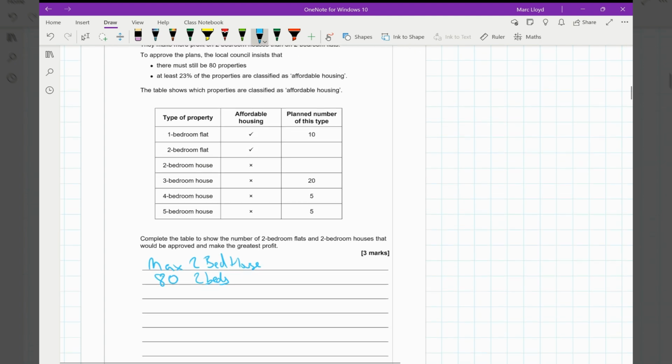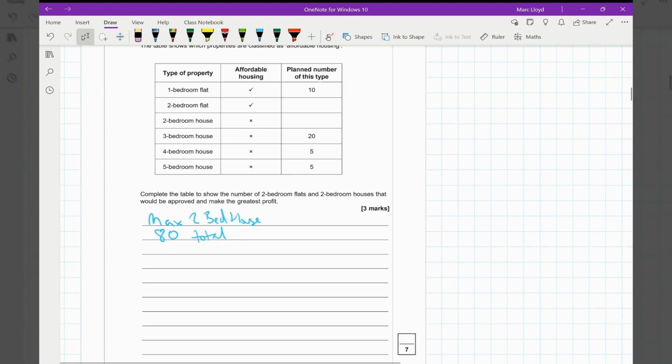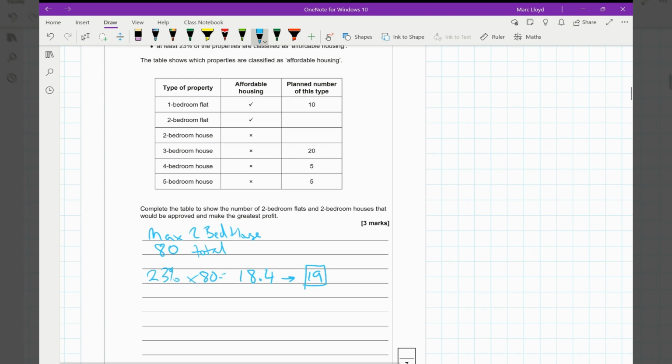What? Oh, 80 in total. Yeah, read it properly, Lloydo. 23% have to be affordable housing. Okay, so 23% of 80, which means 23% times 80, or 0.23 times 80, gives us 18.4. So that has to go to 19, because if we go to 18, we've got less than 23%. We've not met that requirement. So 19 of those have to be affordable.